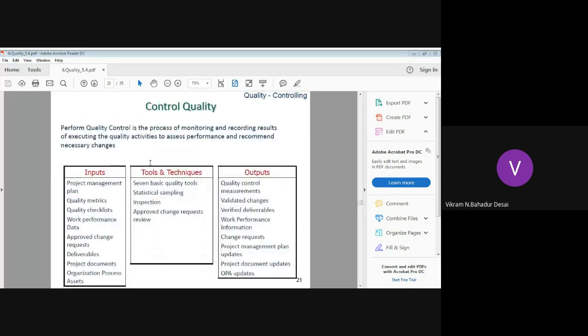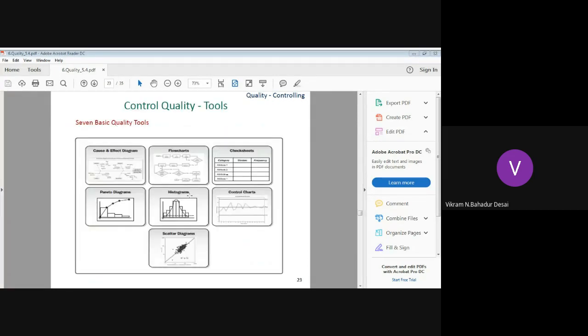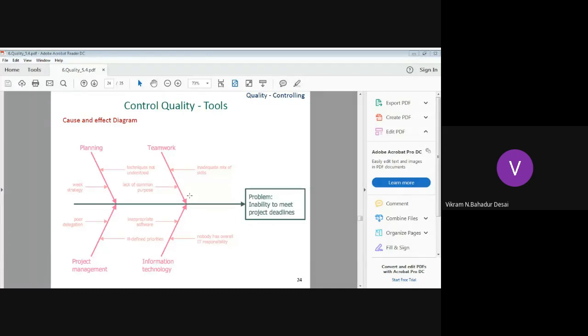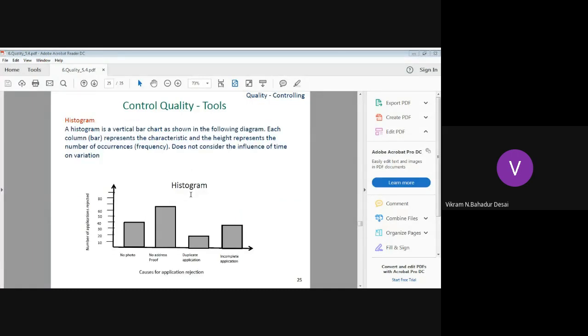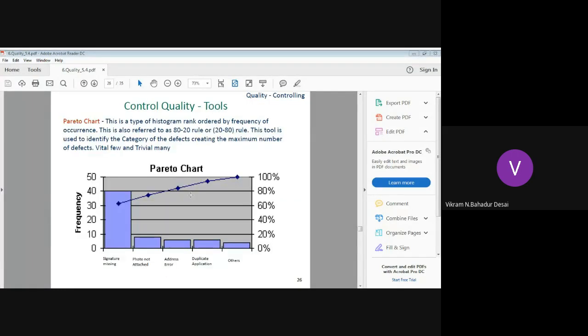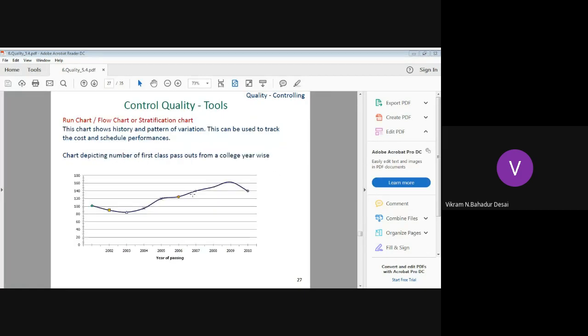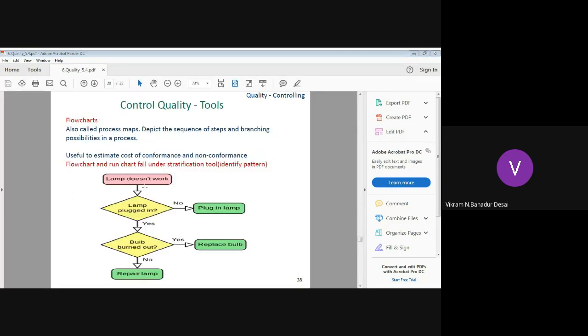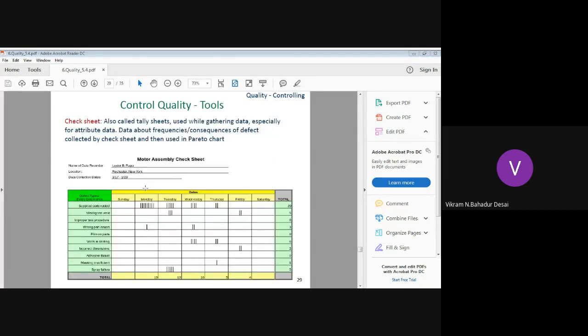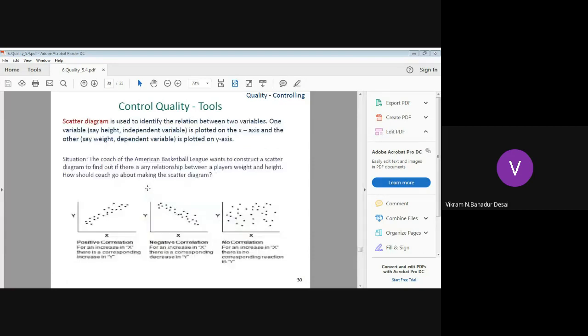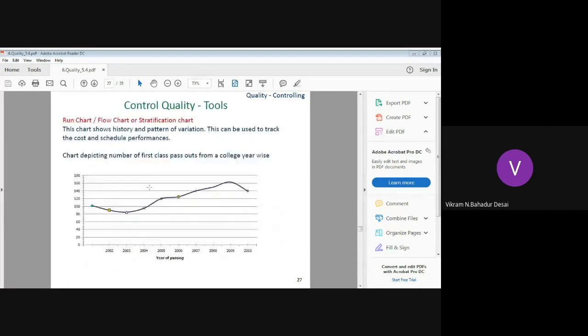These are the 7 quality tools which are used in control quality. You can see here control quality. This is the cause and effect diagram, histogram I discussed, Pareto diagram you know. Then control charts. One second. So this is the flow chart.